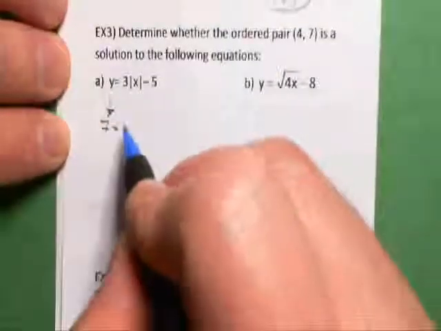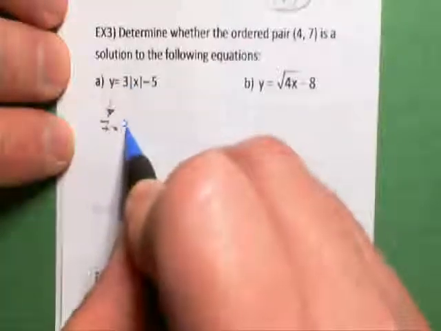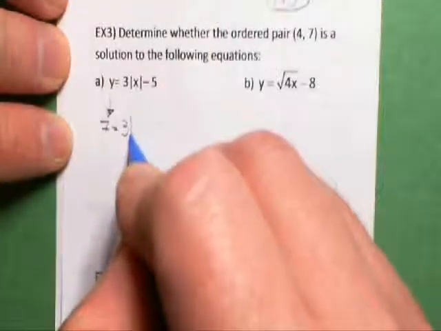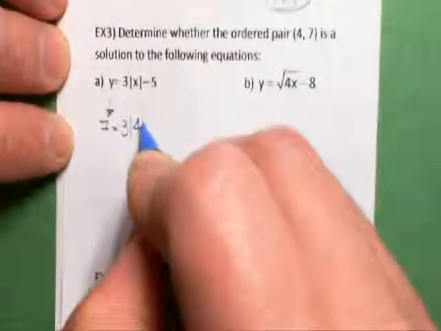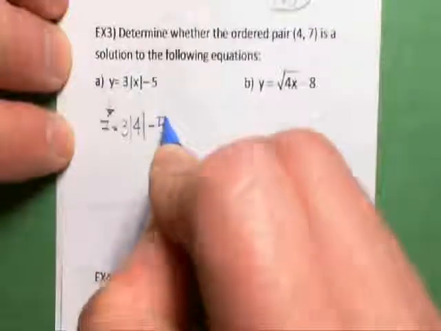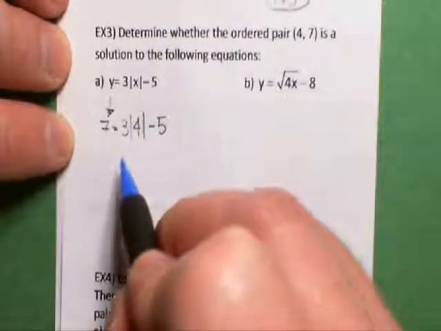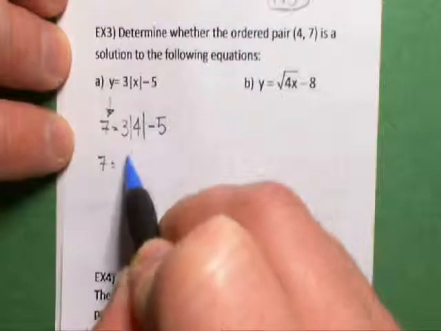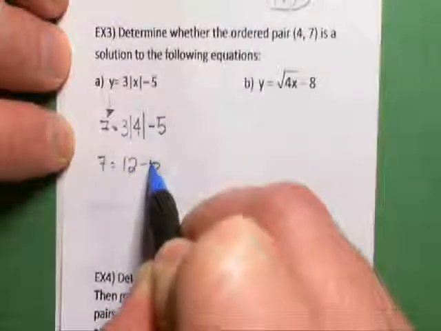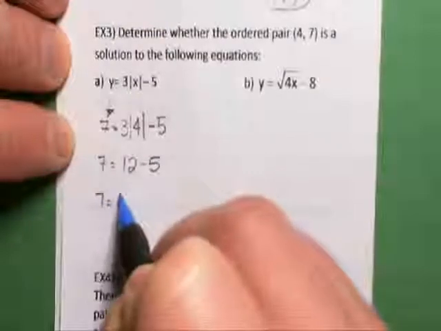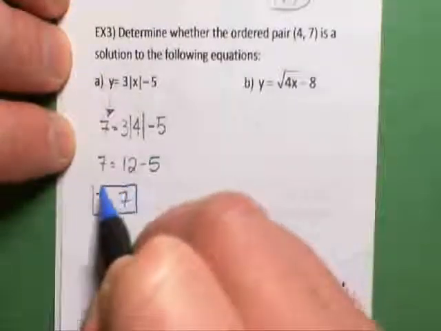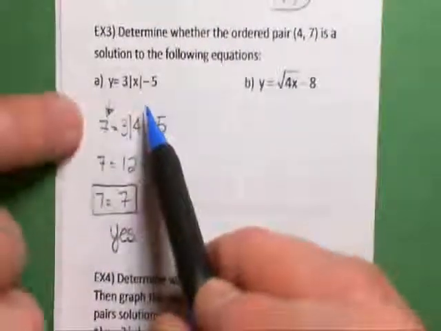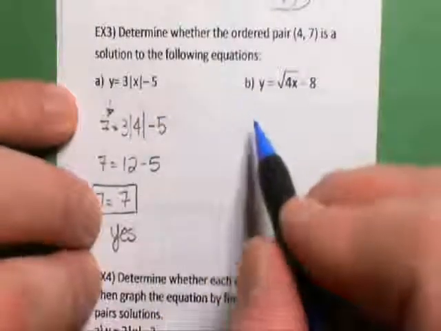Okay. Now, basically, I'm going to substitute the value of y, which in this case is going to be 7, and then I'm going to copy the 3 and absolute value. The absolute value for, I'm going to substitute 4 for x, minus 5. Alright, now this would be 3 times 4. Well, absolute value of 4 is 4, so 3 times 4 is 12. And then do 12 minus 5. And 12 minus 5 is 7. And guess what? This is a true statement, so then yes, the point (4, 7) is on this line. Okay? Alright, let's go on to the next one.